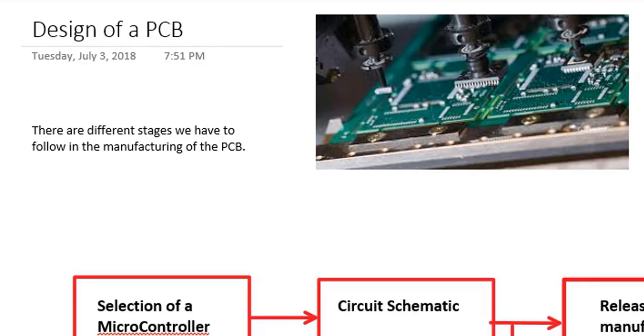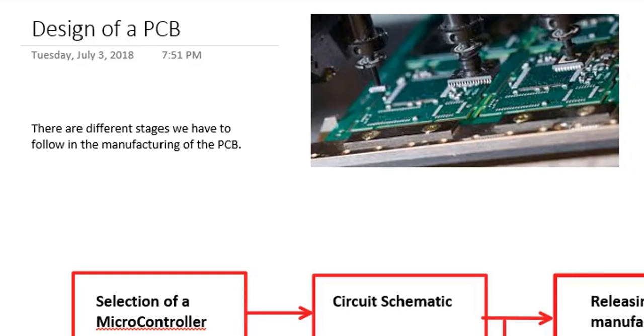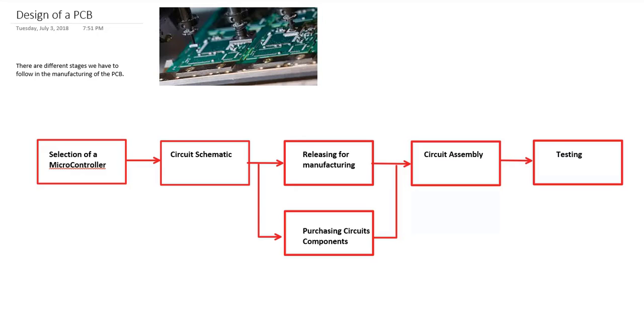Today we'll be speaking about the design of a PCB. So PCB is the green color, the motherboard in your computer as well, and all these electronic devices have these PCB boards. So the task today we're doing is that we're trying to learn how we actually build one from scratch. So there are different stages we have to follow in the manufacturing of a PCB.